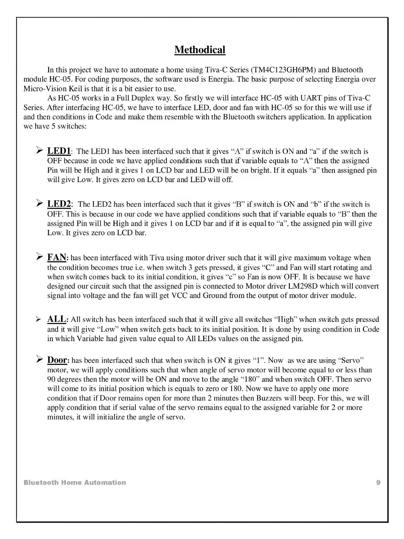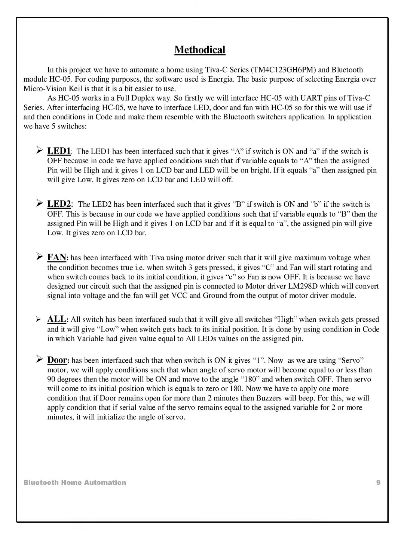Let's discuss the methodology briefly. In our project, we have to automate a home using the TIVA C-series TM4C123GH6PM and the Bluetooth module HC05. For coding purposes, the software used is Energia. The basic purpose of selecting Energia is that it is a bit easier to use, as HC05 works in full duplex way. So first we will interface HC05 with the pins of the TIVA C-series.